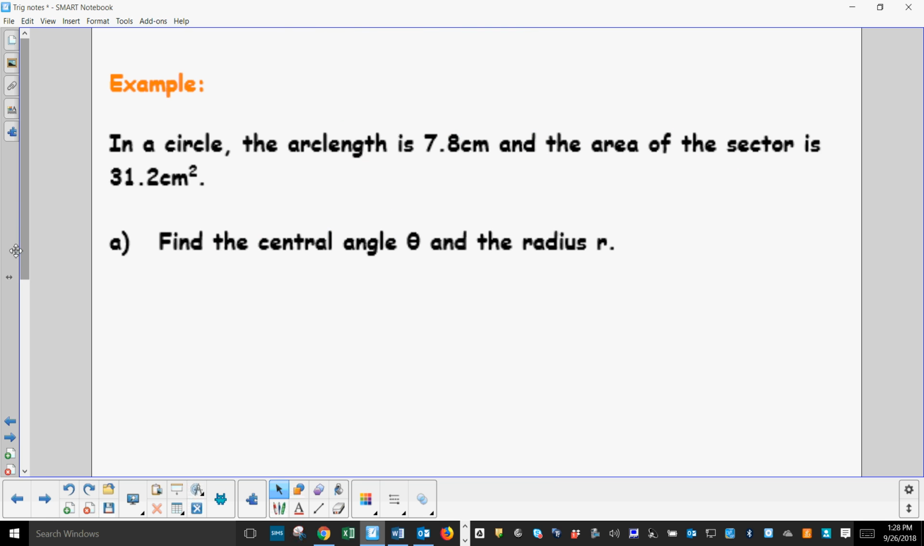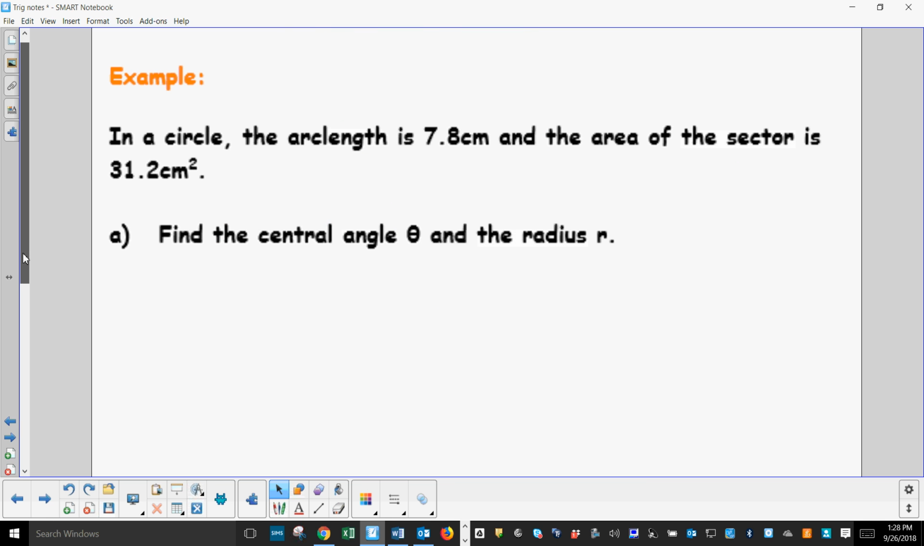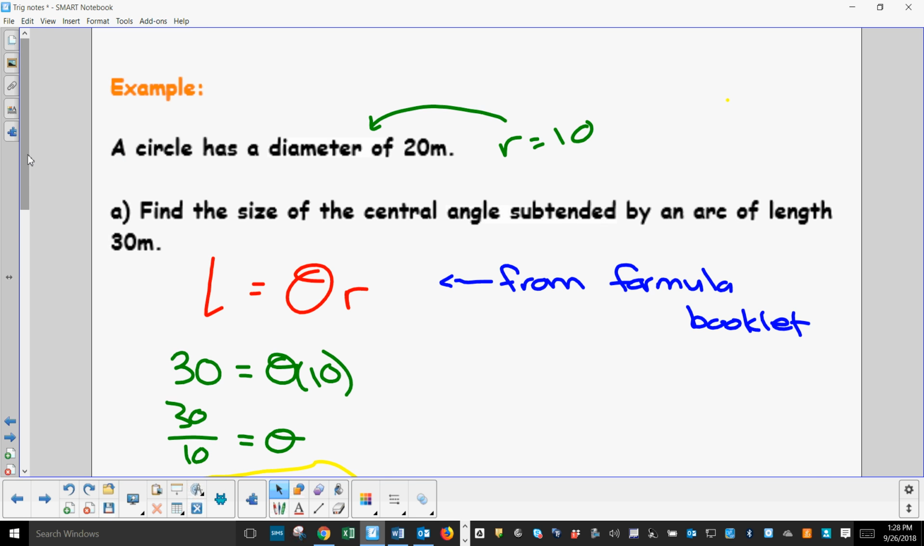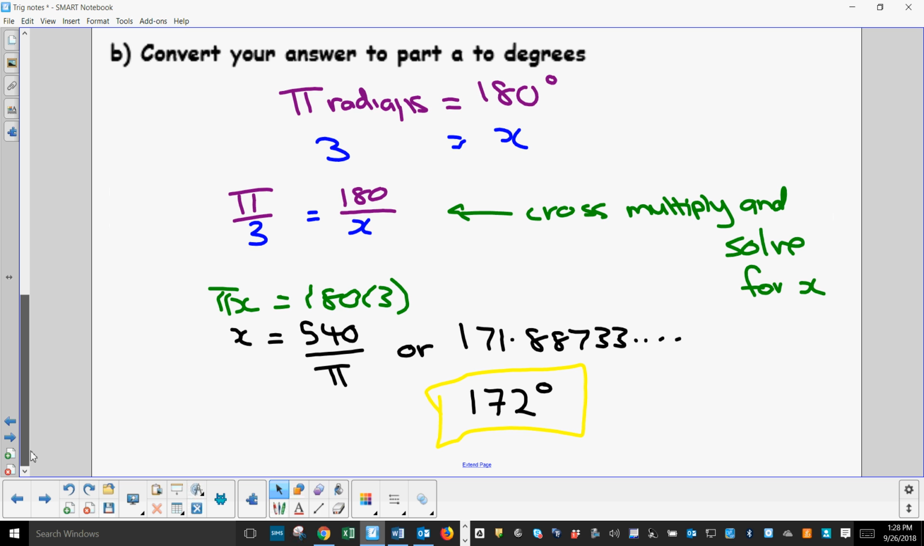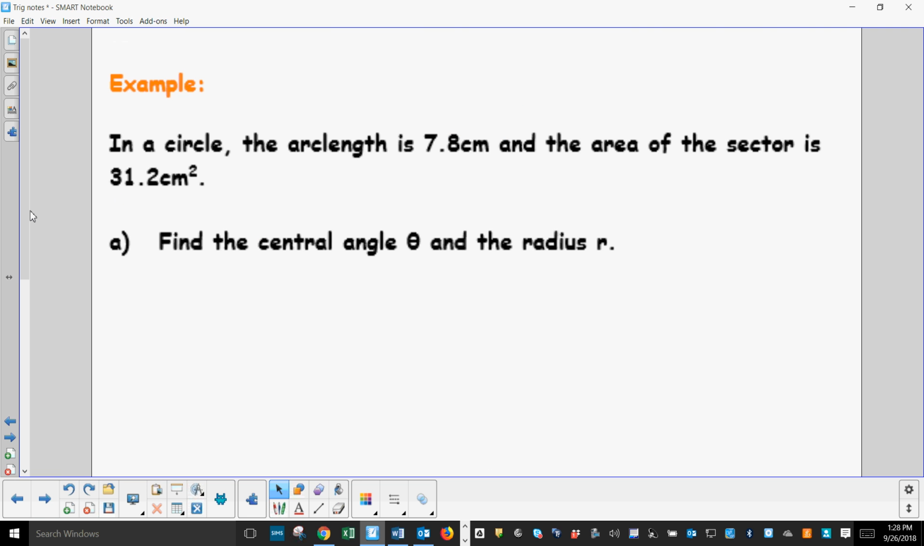Were there any questions about that? Was anyone writing that down? Okay, 172. Or if it was non-calc, you'd write 540 over pi and then just write degrees next to it. This one is just like one in your topic assignment, which is pretty exciting.